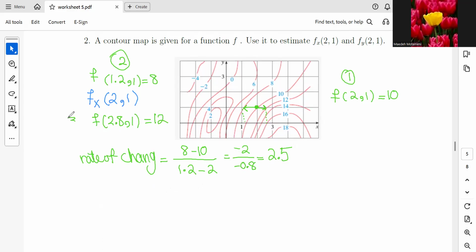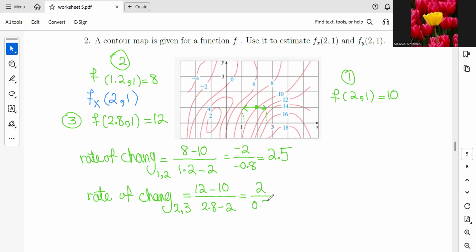But let's say this is number 3. So that was the rate of change between number 1 and number 2. But what is the rate of change between number 2 and 3? For this, it will be 12 minus 10 over the part that changes, which is 2.8 minus 2. So again, it will be 2 over 0.8, which is 2.5.